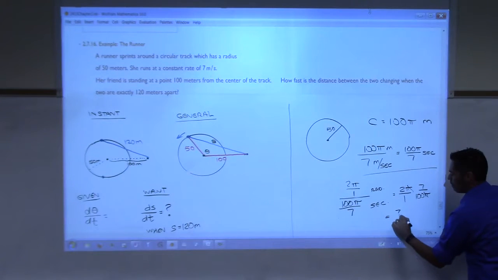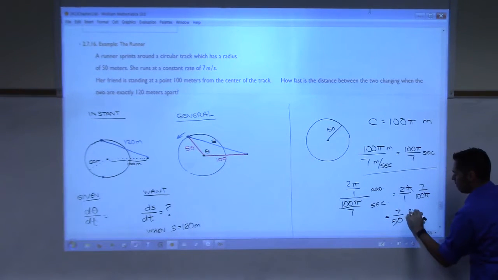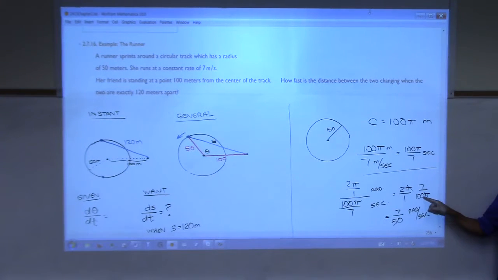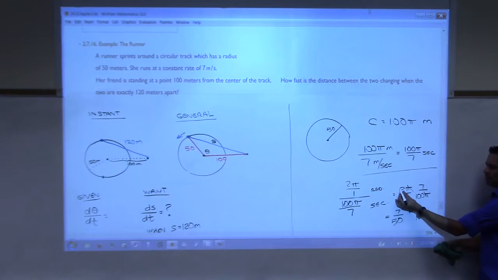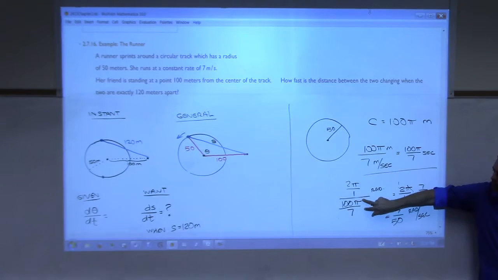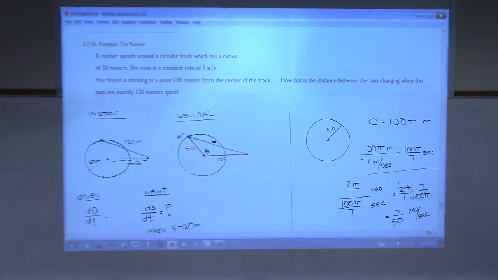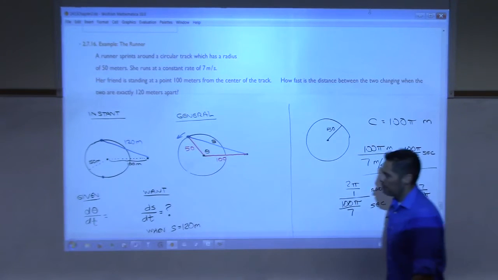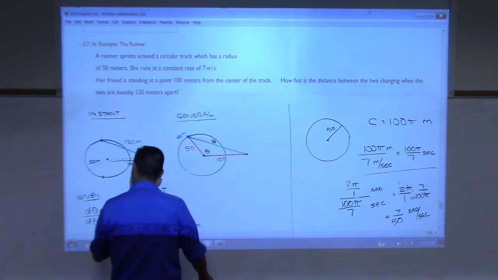Wait, how'd you get 7 over 50, I'm sorry? The 2 and the 100. 2 goes into 2 once, 2 goes into 100 50 times. So it would have just been multiplying straight across and simplifying. Gotcha. Yes. When you do division of two fractions, multiplication of the reciprocal, you go straight across. 7 over 50 radians per second is her angular speed. That's d theta dt. 7 over 50.